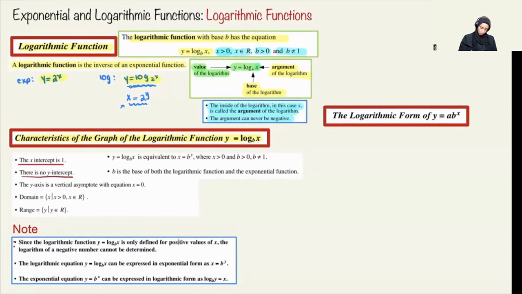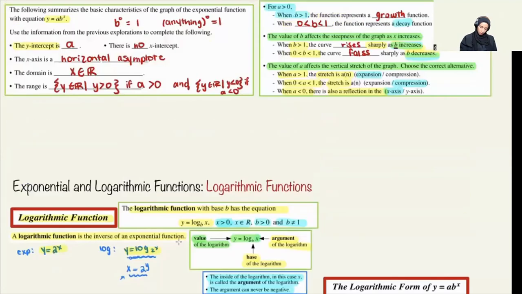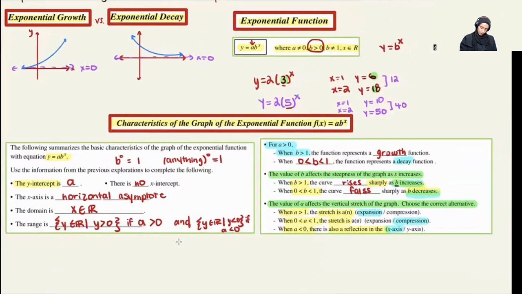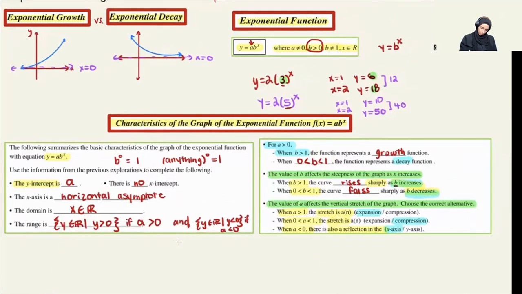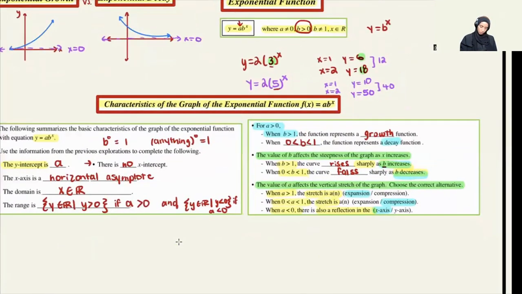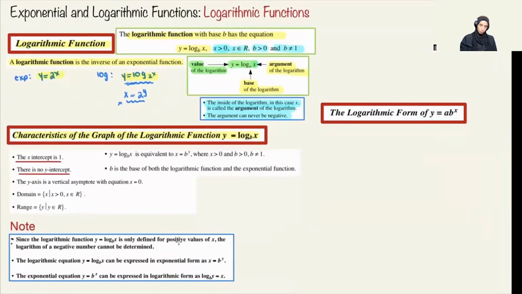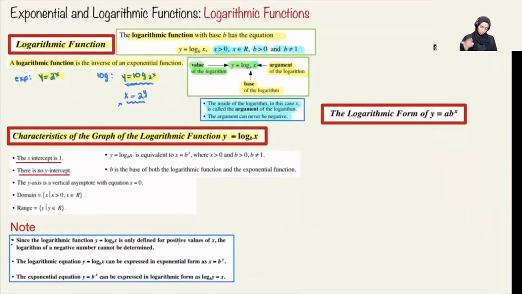There are no y-intercepts. Remember with the exponential function, we had over here, there are no x-intercepts, right? In this case, there are no y-intercepts, right? Because we're looking at logarithmic functions. So they're inverses. And so over here, the y-axis is the vertical asymptote with the equation x is equal to 0, right? So we talked about this before. Over here, we're going to have the vertical asymptote, x is equal to 0.